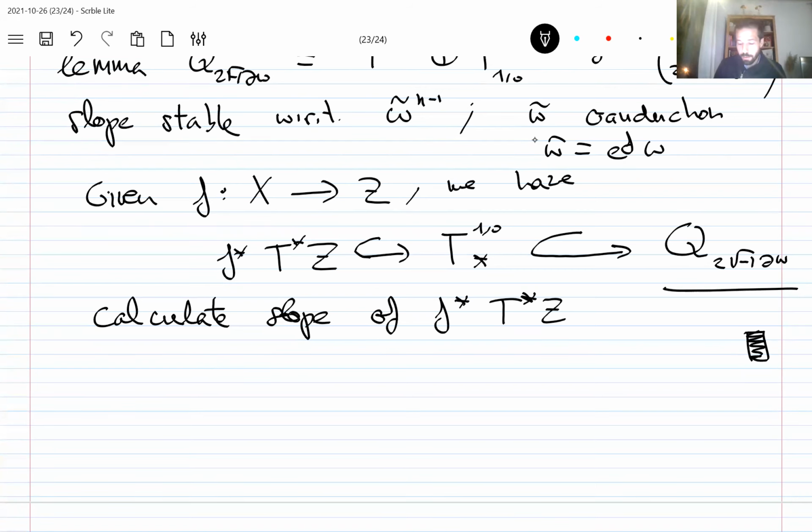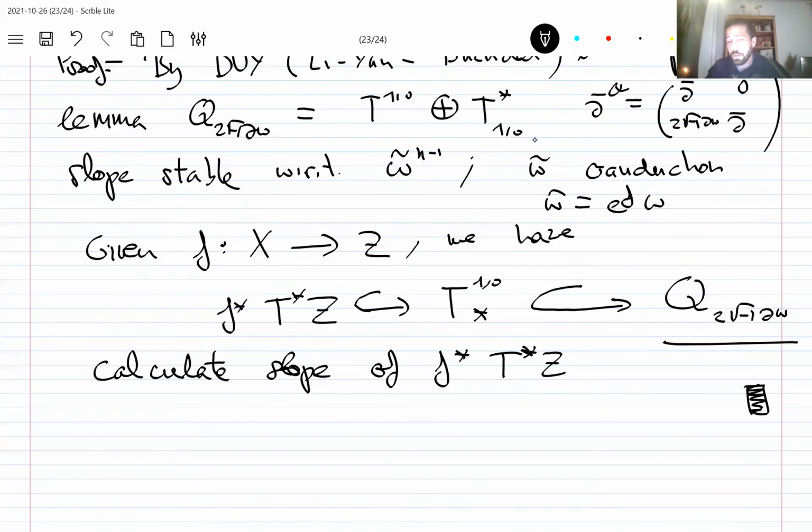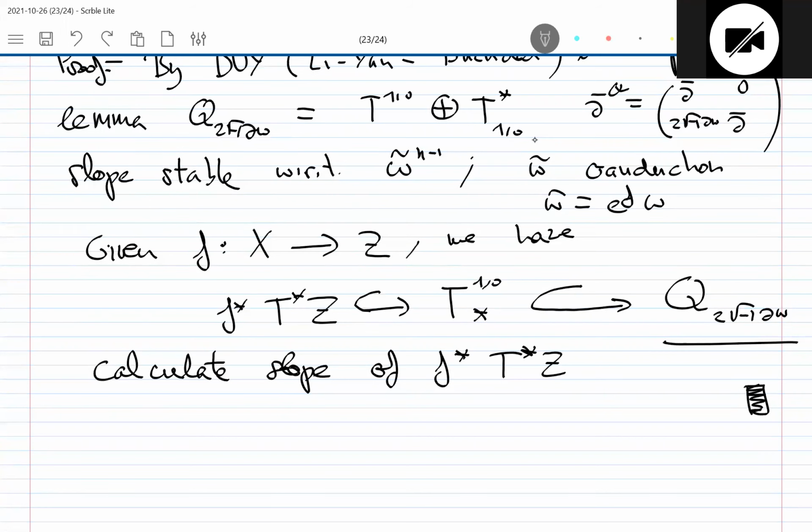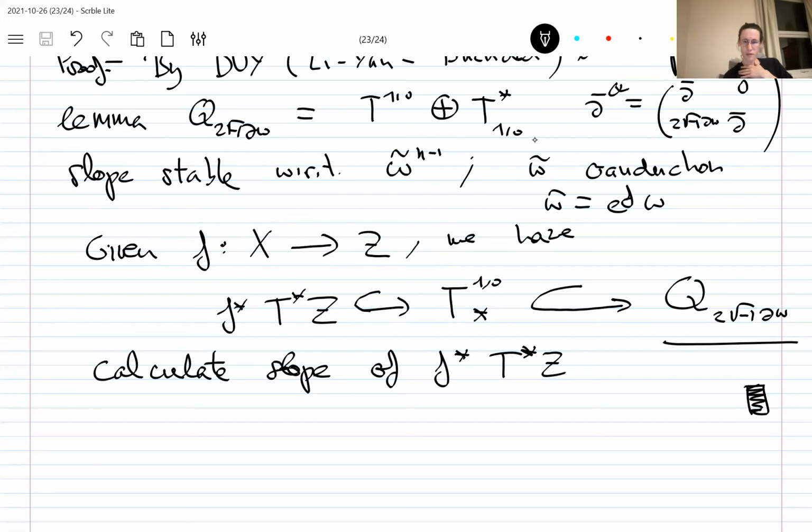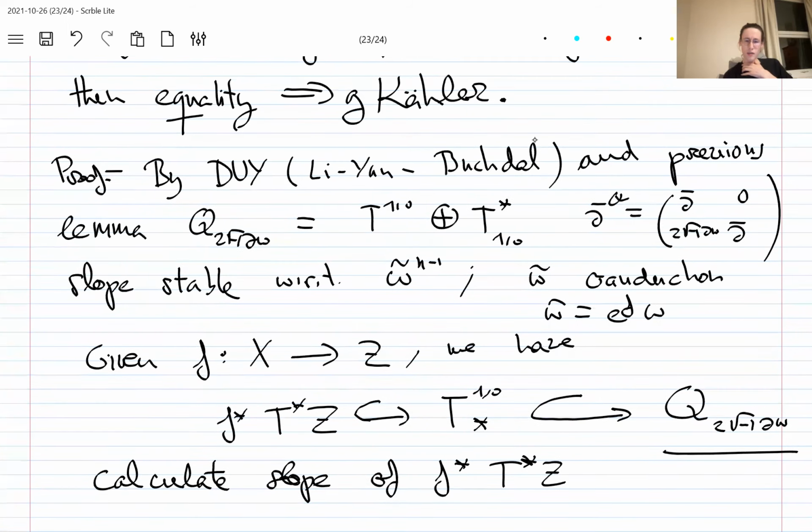So now, let me know, are there any questions? Could you give more details? Yeah, sure. About which part? I guess how the slope calculation gets you to the final thing.